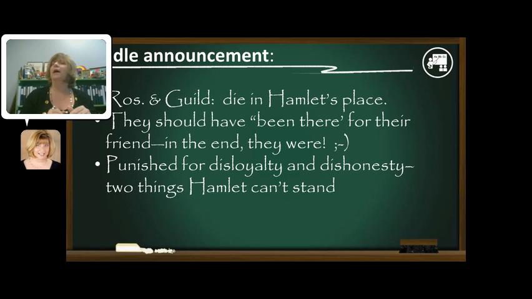And he tries so many times to say to them directly, tell me the truth, tell me why you're here, tell me why you were sent for. And they are instead staying loyal to the king and the king's payroll. And that's where we see this announcement in the middle of the play that Rosencrantz and Guildenstern have died, presumably being put to death when they arrived on the shores of England.